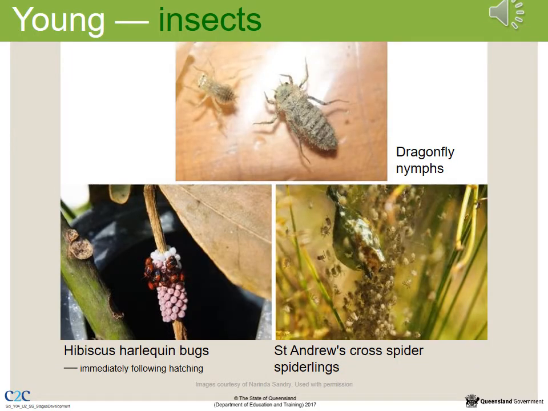So here's some more insect babies, the young. You can see that some of them come out kind of looking like their adult form. So the hibiscus harlequin bugs kind of look like mum, but just a smaller version. The St. Andrew's cross spiderlings kind of look like a spider, just a very small version.